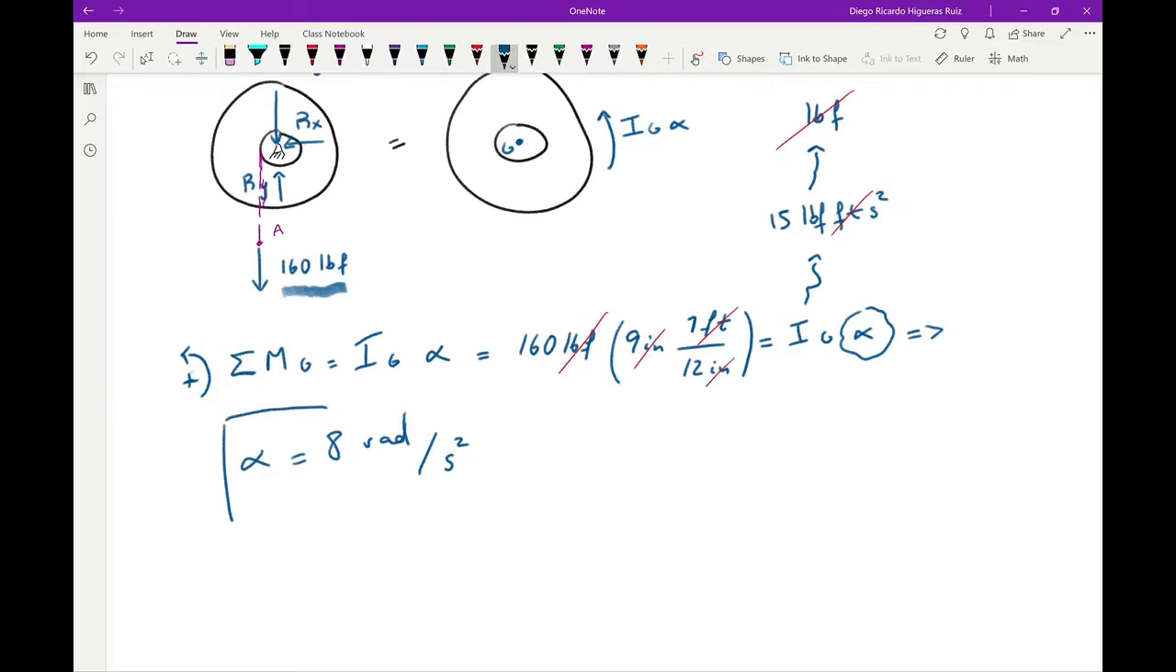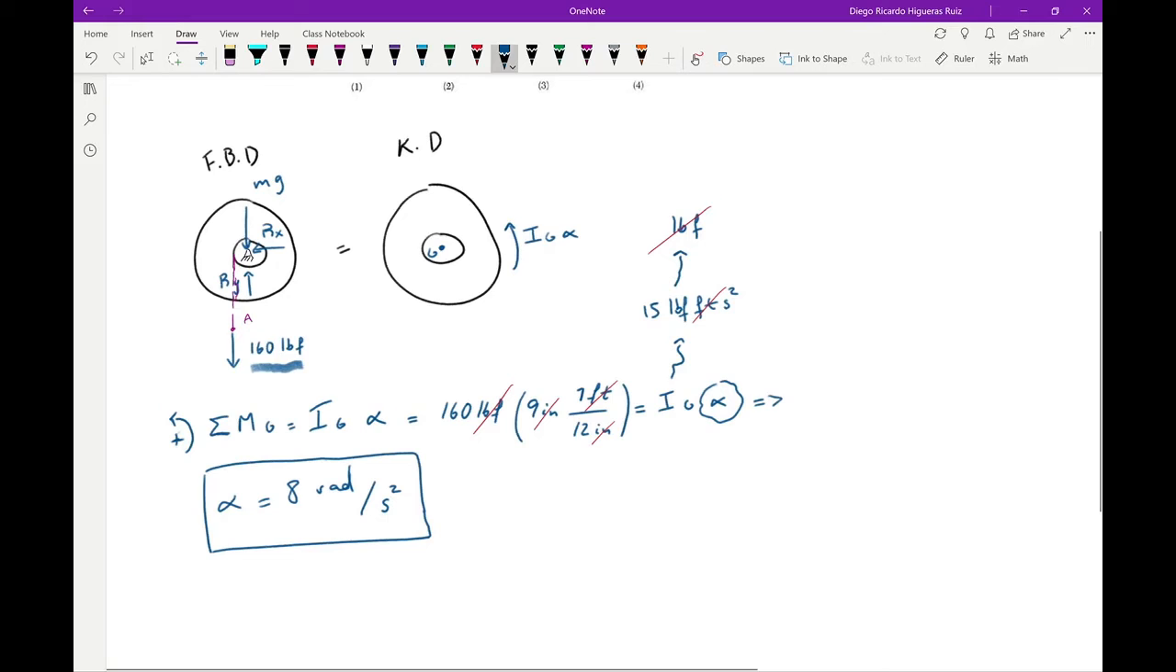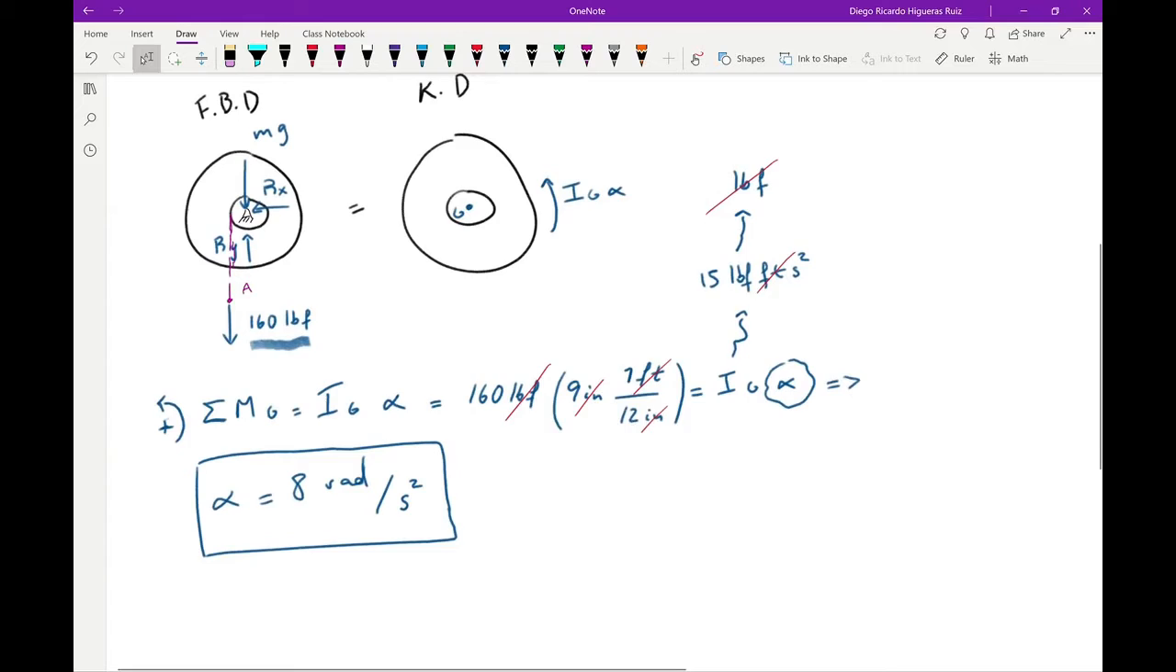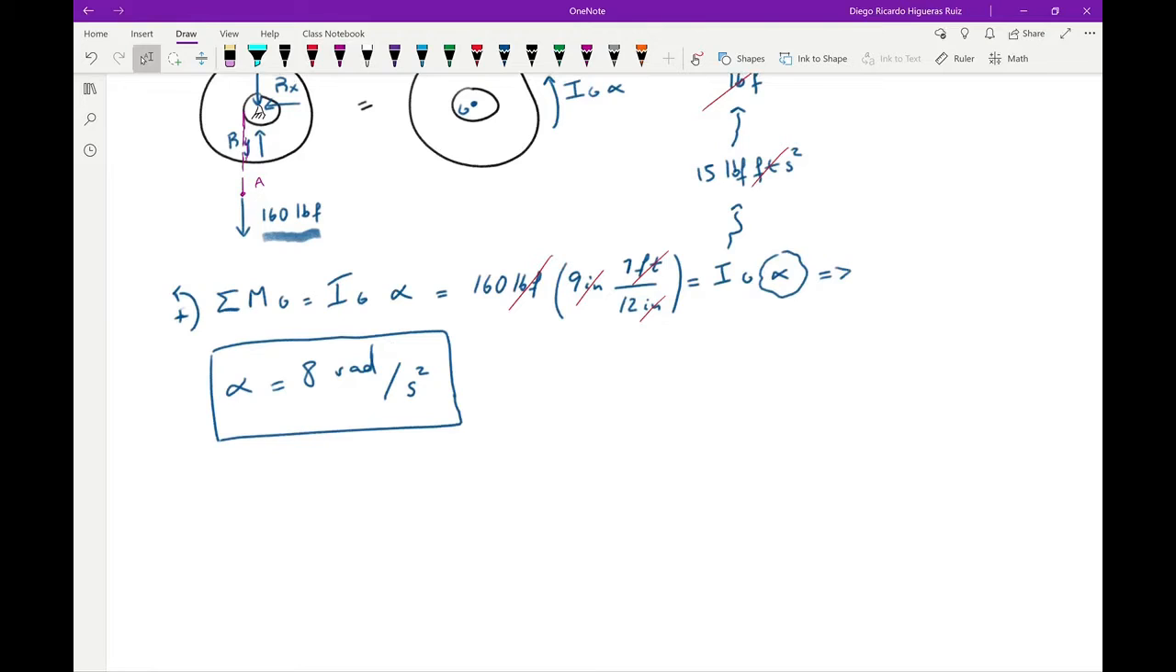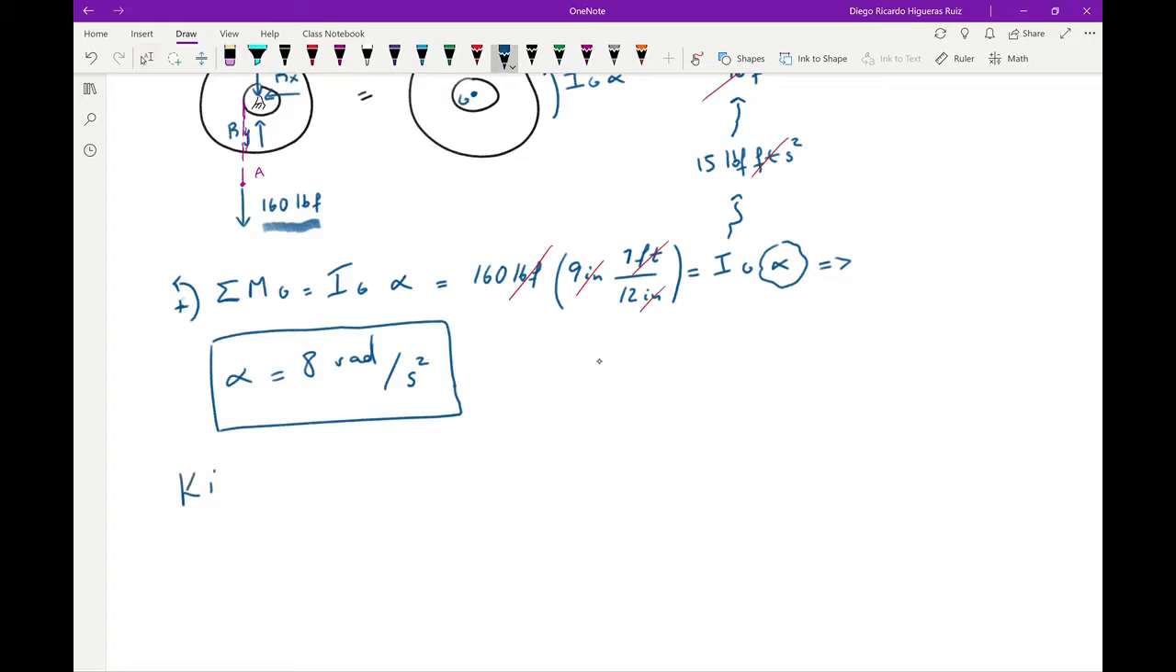Cool, nice. Then let's solve real quick for the angular velocity omega at the point where point A has moved 10 feet. So we just need to apply kinematics for this part. We know that the distance is gonna be 10 feet, and this S distance is gonna be equal to the inner radius times the angular displacement. Like if I have a circumference and I want to calculate the length from this point to this point.